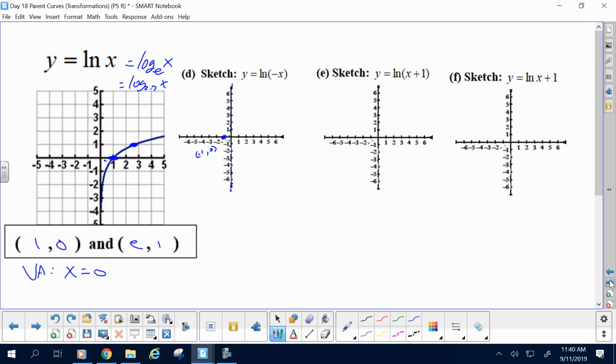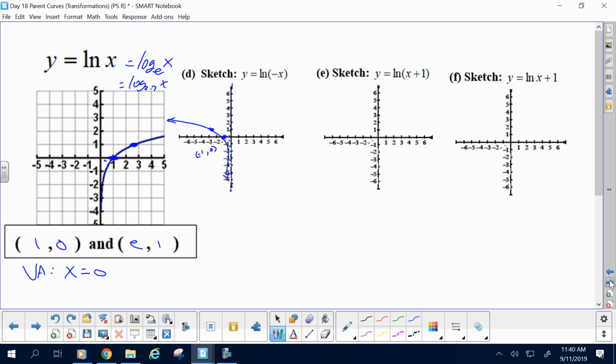What about the point e, 1? What's changing, the x or the y? The x. So if we change the x sign, it becomes negative e, 1. And the asymptote is still x equals 0. Are you with me?